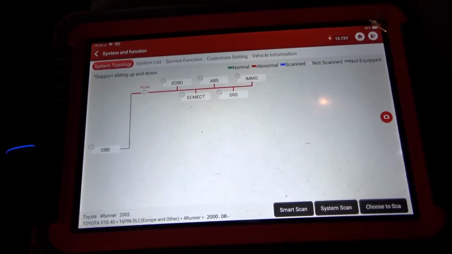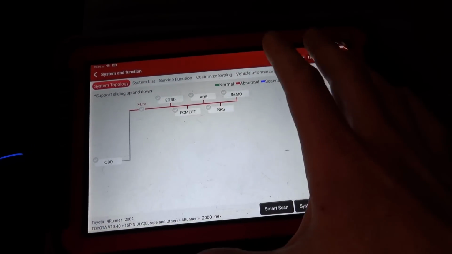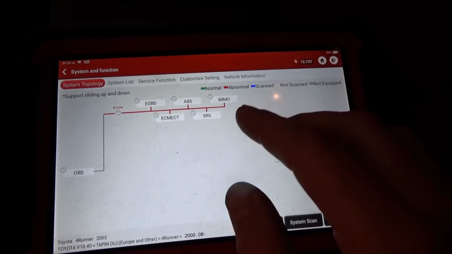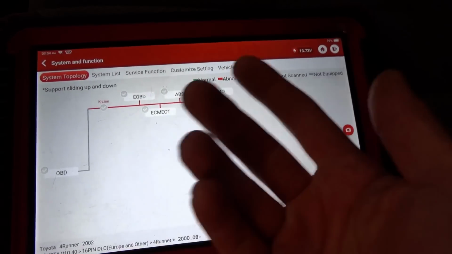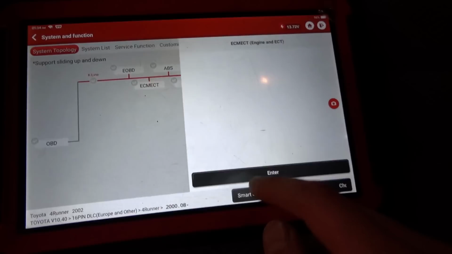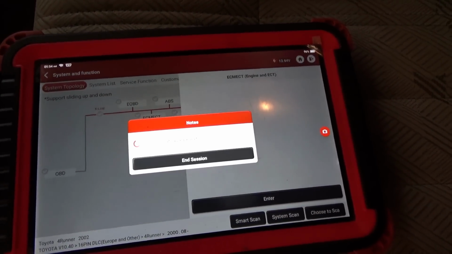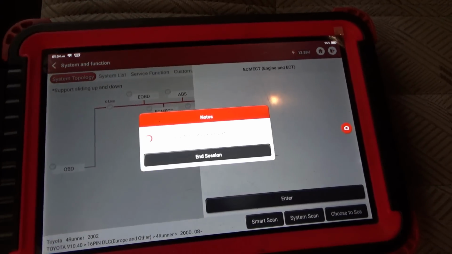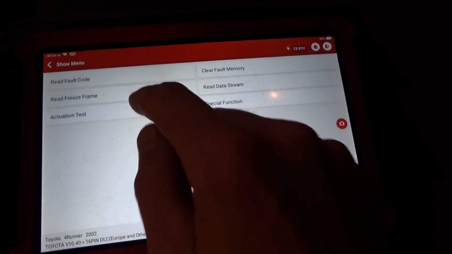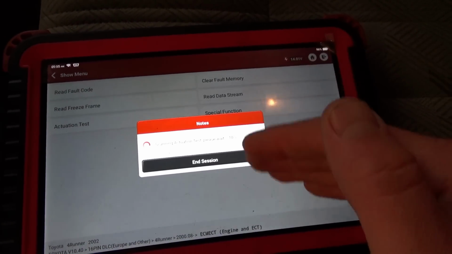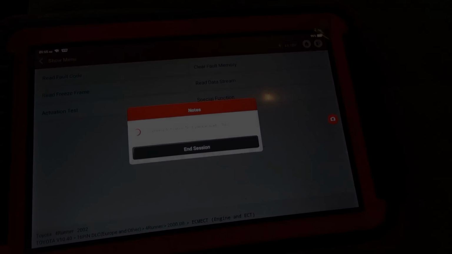So we're using my favorite Thinktool Pros today. Now these are getting discontinued, but I still haven't found a better scanner. Launch software, so any Launch scanner will be able to do this exact procedure. And we'll log into ECM and actuation test. It'll load those up, and these will be the bidirectional controls.